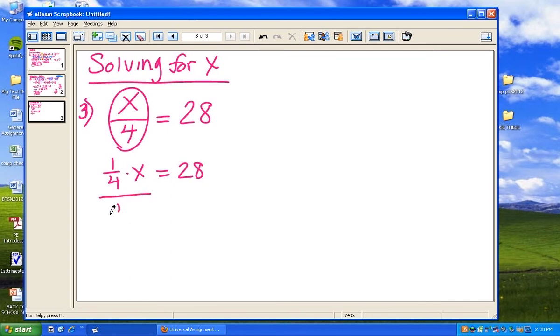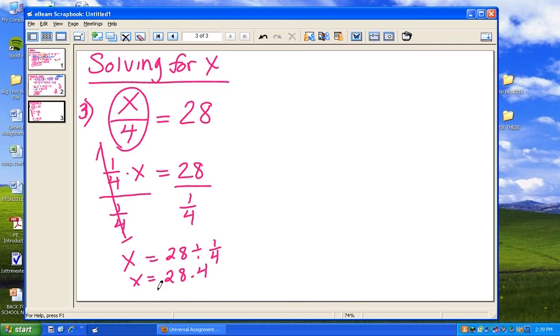So I'm going to do it this way because this is what most of you guys do. And then I'm going to show it to you the other way. Okay? So 1/4 divided by 1/4 makes a 1. So I'm left with x equals 28 divided by 1/4. And we don't divide by fractions. We multiply by the reciprocal. So this is 28 times 4 over 1.